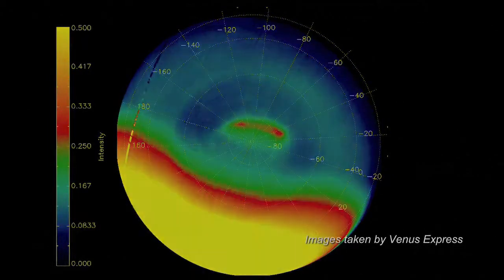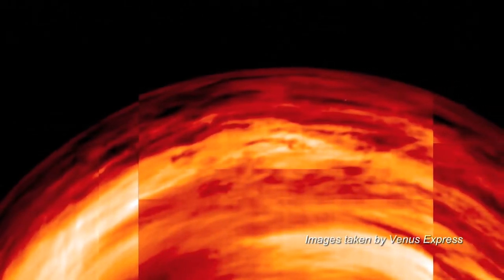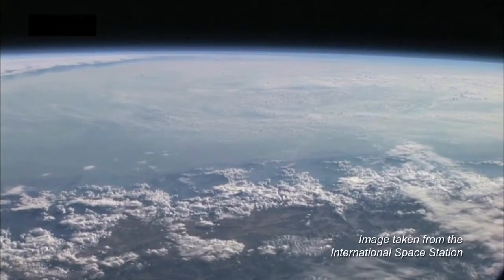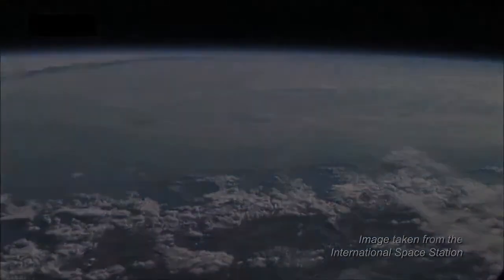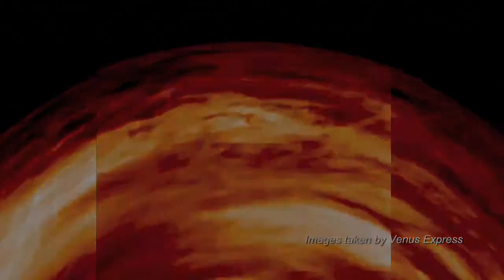Most of the atmosphere around Venus consists of carbon dioxide. Incredibly, Venus and Earth have about the same amount of carbon dioxide. On Earth, it is locked up in the crust in the form of carbonates. On Venus, it mostly exists as gas.